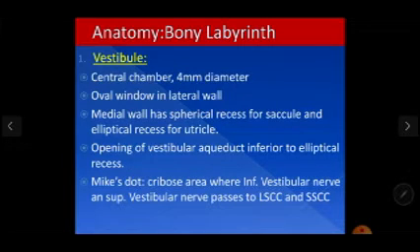Now coming to the proper, I think most of these points have been discussed. The only thing that has been missed is the vestibule. As you know, this is a central chamber, and the size is around 4 millimeter in diameter. Now remember all this because I'll be asking questions in the MCQ. Then as we have discussed before, in the vestibule there is an opening for the oval window. The vestibule contains the utricle and saccule. The medial wall has a spherical recess for the saccule. Remember SS, it's very easy. So a spherical recess for the saccule and the elliptical recess for the utricle.